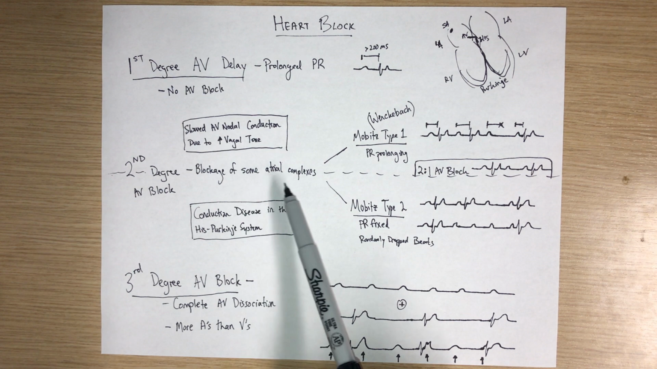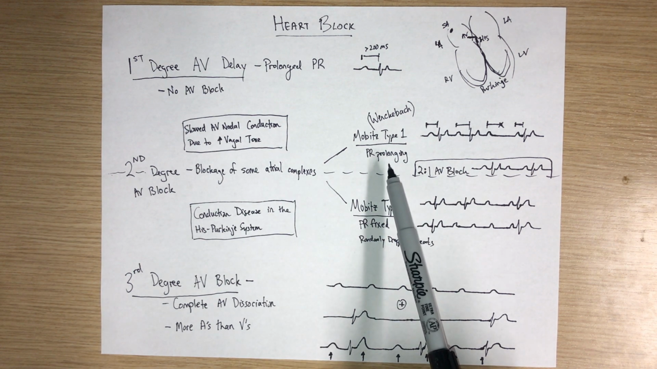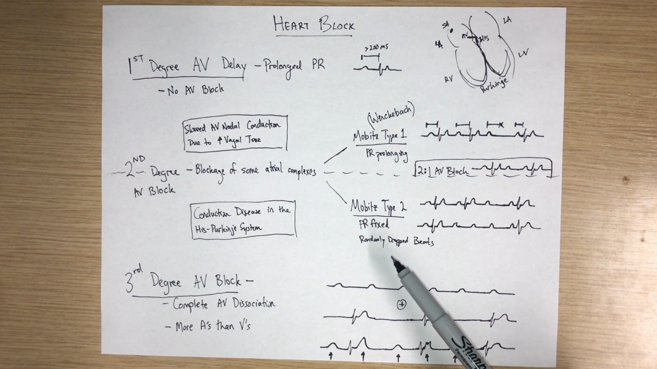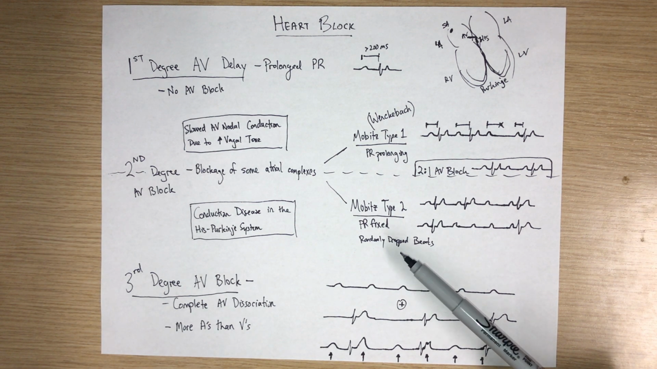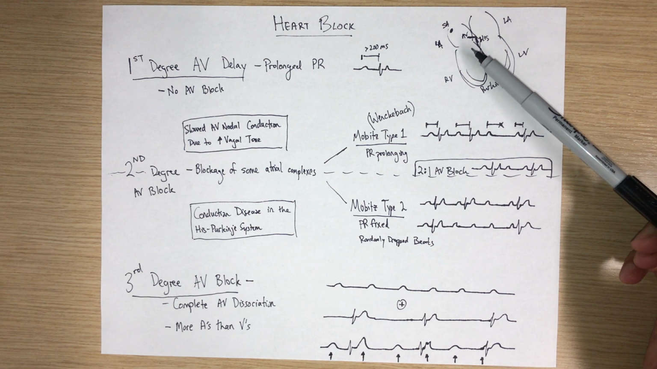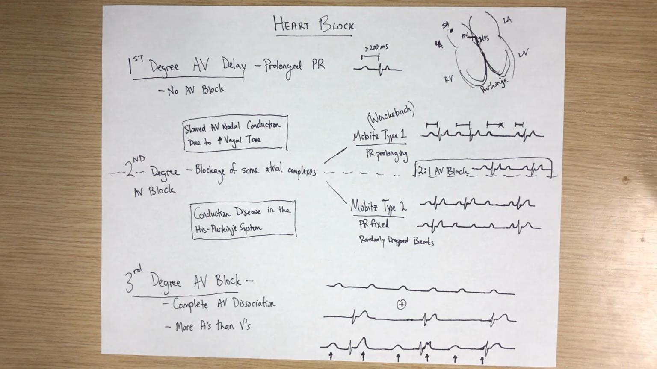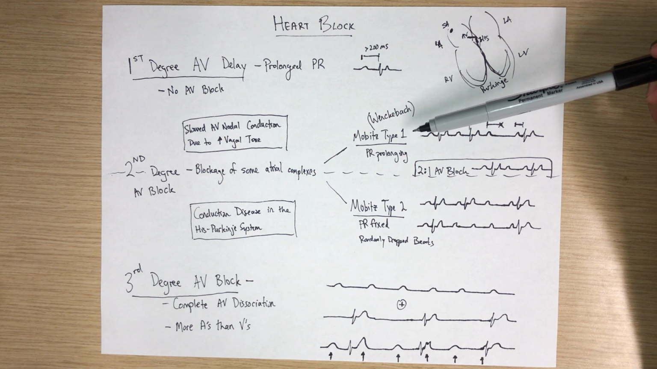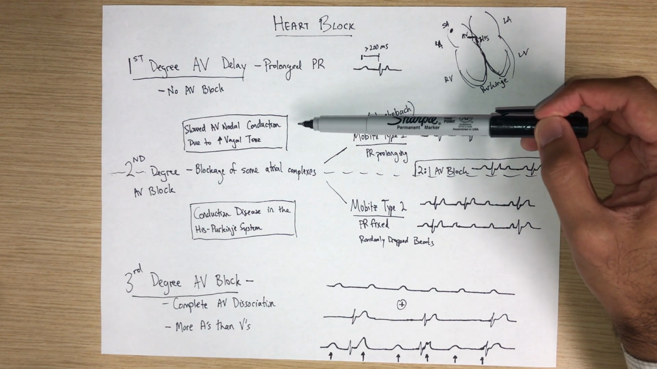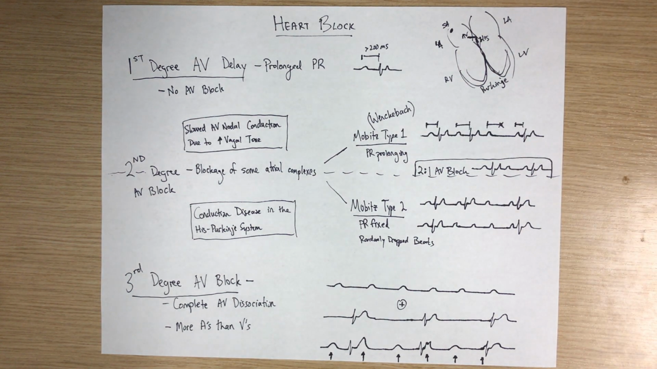When we think about the types of second degree, there's Mobitz type 1, in which the PR interval gradually prolongs, and there's Mobitz type 2, in which the PR interval is fixed and beats are dropped randomly. And the underlying physiology that explains this is that the AV node is sensitive to sympathetic and parasympathetic fibers, whereas the His-Purkinje system is not. So first degree AV delay and Mobitz type 1 second degree heart block represent slowed AV nodal conduction due to increased vagal tone, and therefore are usually reversible when the vagal tone issue is fixed.